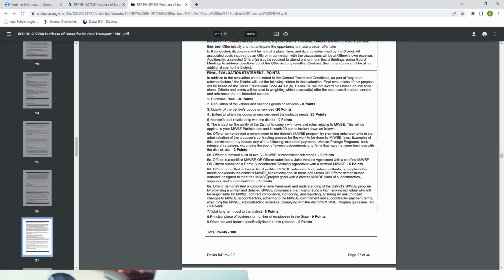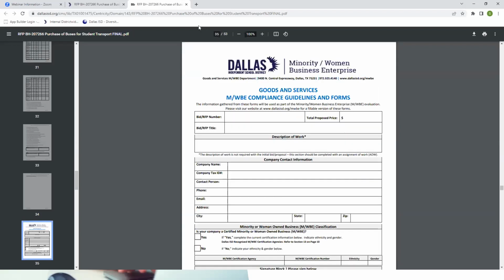But the thing that I'm emphasizing to you today is that you understand that 3 of these things are up to 80 points. And then MWBE is 20 points. So I want you to keep those things in perspective as you navigate through responding to these RFPs.